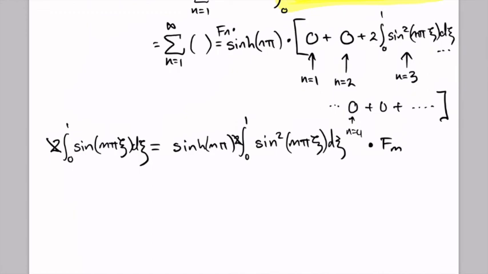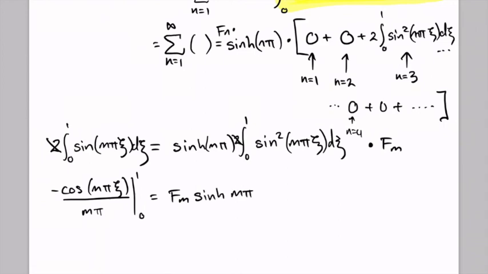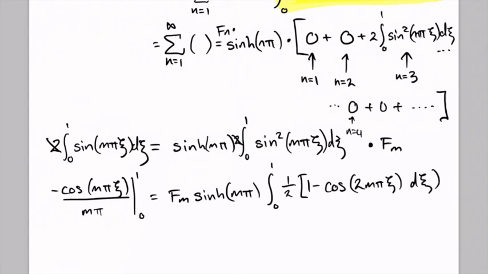So on the left-hand side, the integral of sine is negative cosine, and you divide by the constant part of the argument and evaluate between 0 and 1. On the right-hand side, we've got that constant of integration we're solving for, the sinh of m pi. And inside of our integral, we're going to use the half-angle formula for sine squared, which is 1/2 (1 minus cosine of 2 times the argument). And that just facilitates the solution via direct integration.